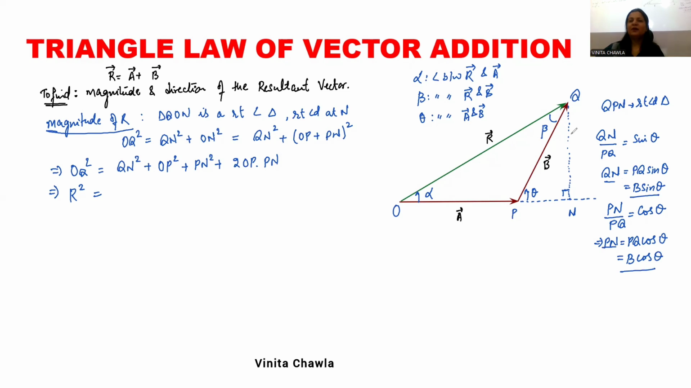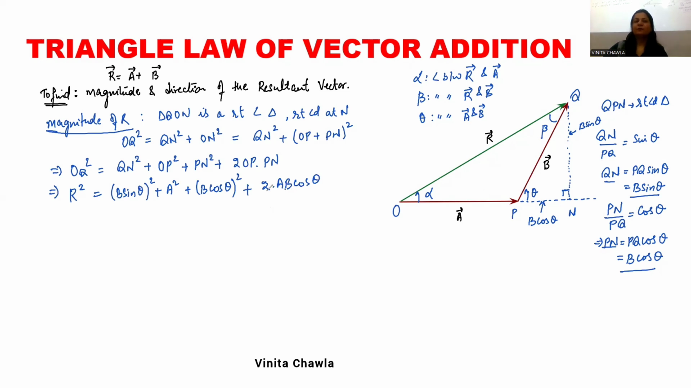So in place of QN, we can write B sin theta, and where we have PN, we can write B cos theta there. So for QN we write B sin theta, so it's (B sin theta) whole square. And OP is A, vector A, right? And PN is B cos theta, so it's (B cos theta) whole square, plus 2 OP, OP is A, into PN, which is B cos theta.